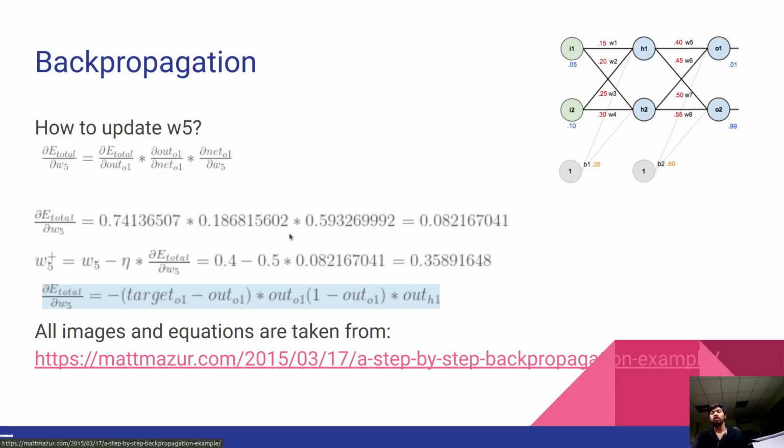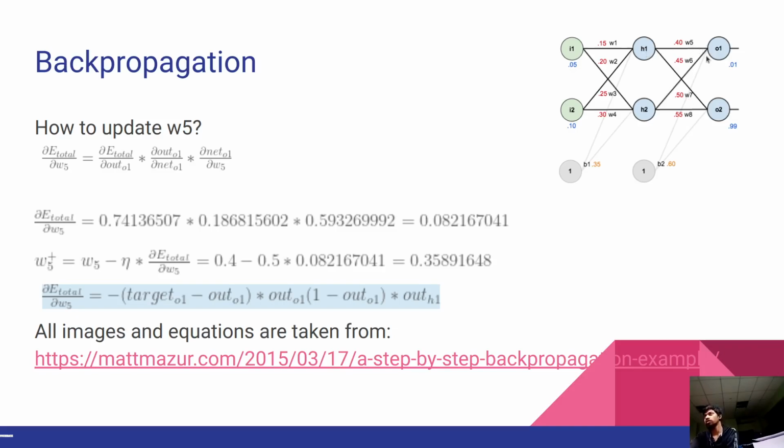So this is the simplified equation. If you just put the values here, you will get exactly the same value, because we have just found this value with this only, right. So this is just the simplification of this equation. You can also calculate the same number with this equation. So this is for W5, and W6, W7, W8 are exactly the same.